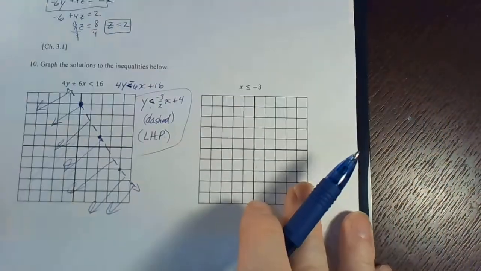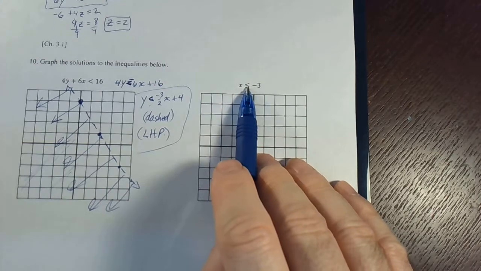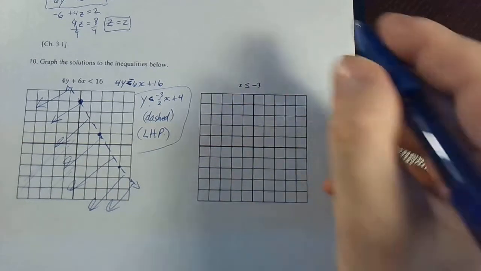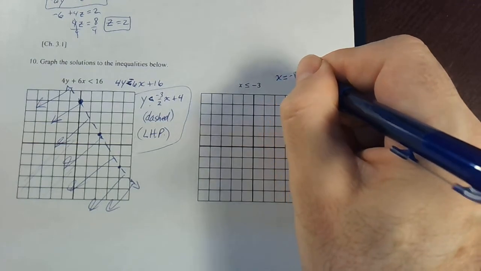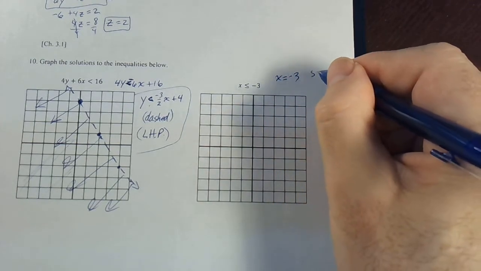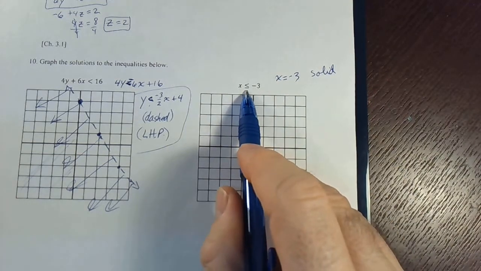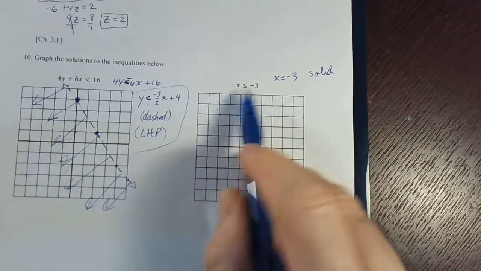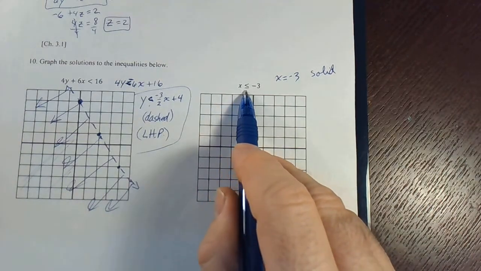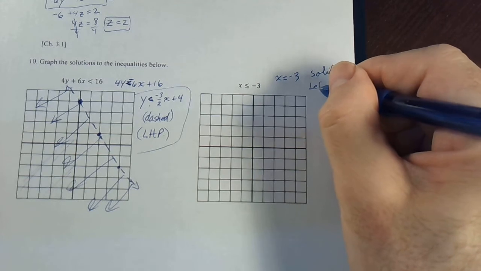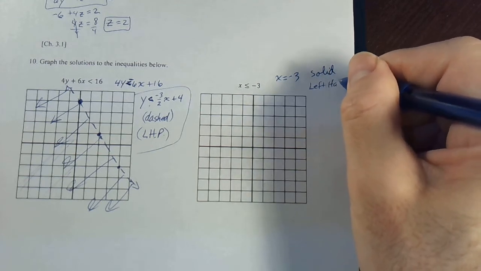Okay? Well, this one is the interesting one because there's no y in it. So we're really going to get a vertical line. The vertical line will be x equals negative 3, and we're going to make it solid. And we don't have an upper half plane or a lower half plane on a vertical line. We have a left and a right. And this is x less than or equal. So we're going to do the left half plane.